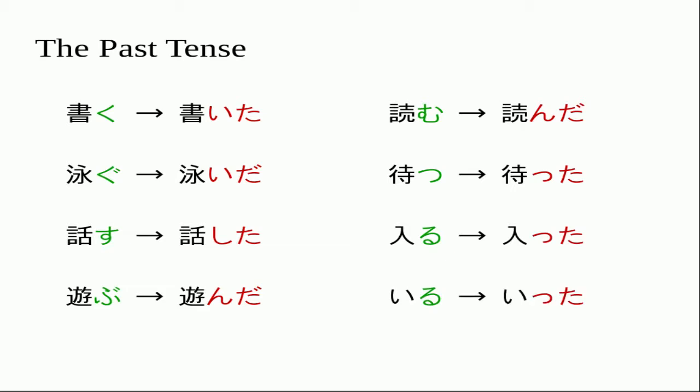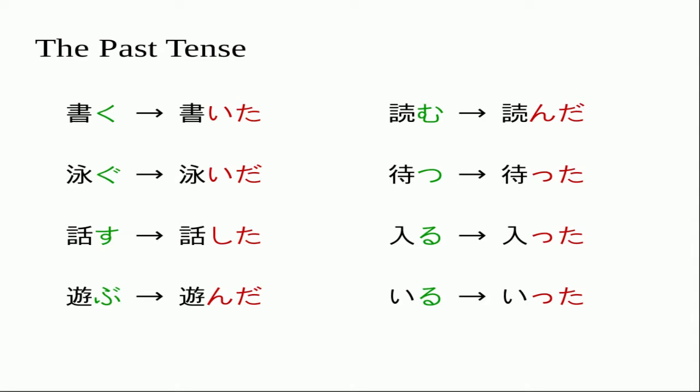So matsu, matta. It's not a single word, okay? Don't confuse it with mata, because if you say mata, it means crotch. So don't confuse these two. It's matta. Hairu, haitta, there's that pause. And iru, itta, again there's that pause. So that's basically how it looks for all of the 4 groups.